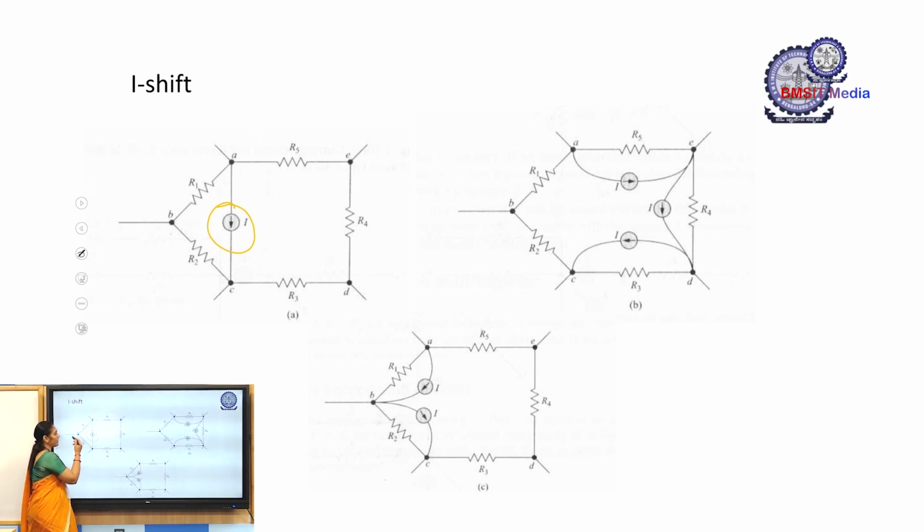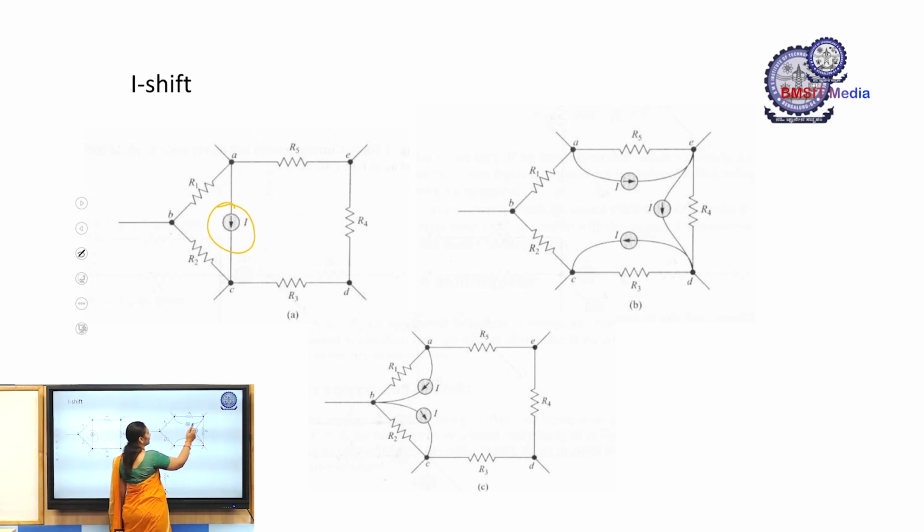This source can also be shifted, like in this one. Here you can see the current can take many paths. For example, this path from A to C, A to E and A to D, E to D and D to C.